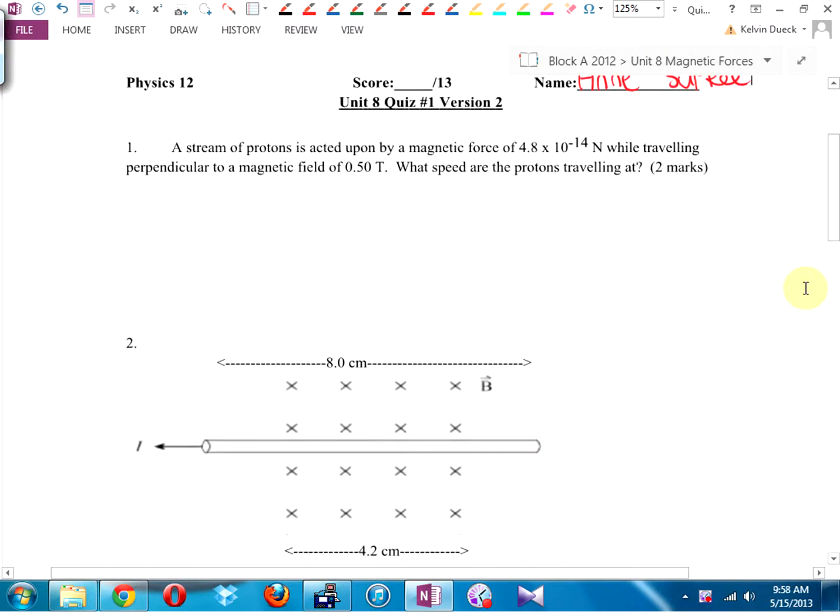Number 1, although this is a written, this would be a multiple choice. This is too easy for a written. I looked at this and they want the speed, but I see magnetic force, magnetic field. You know what? We're using the equation for the magnetic force on a moving charge. Oh, and you may have, hopefully by this time, Jake, you picked up on my notation.